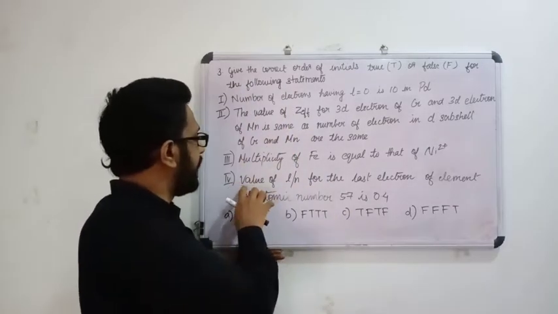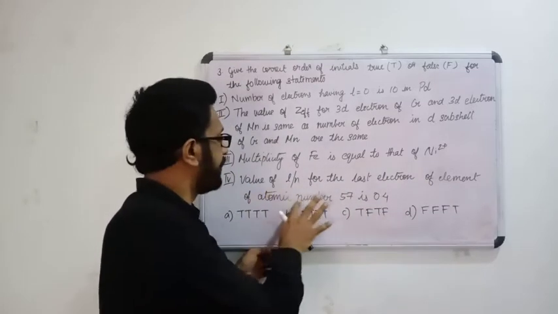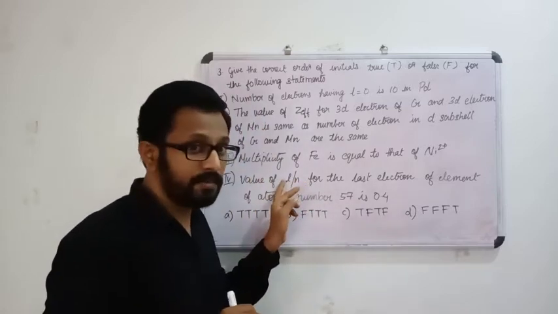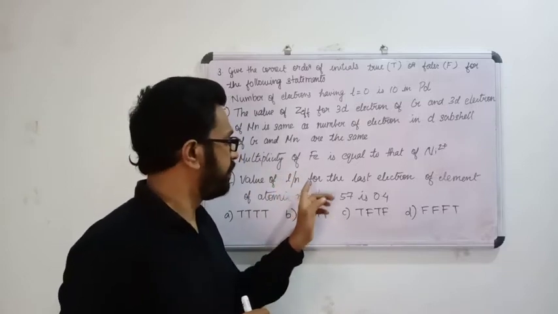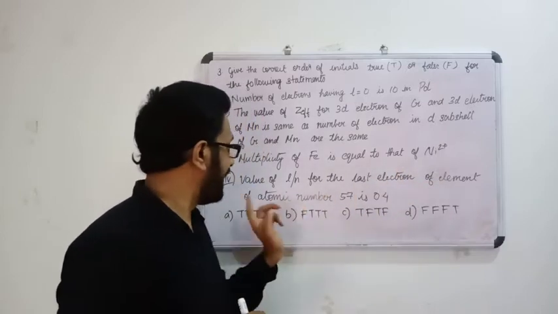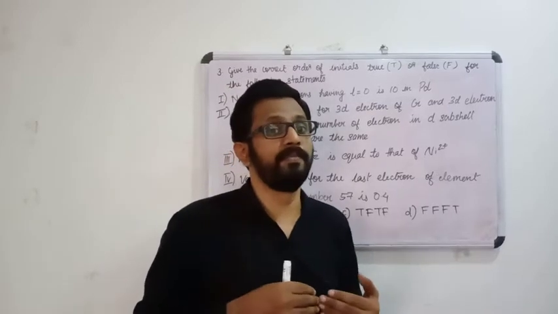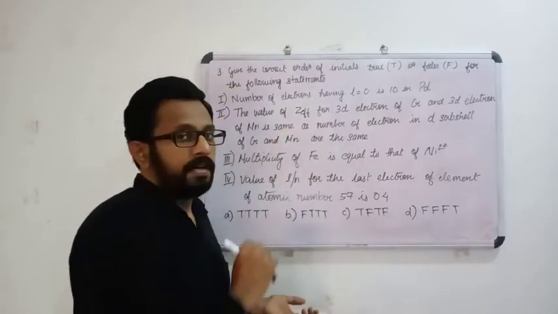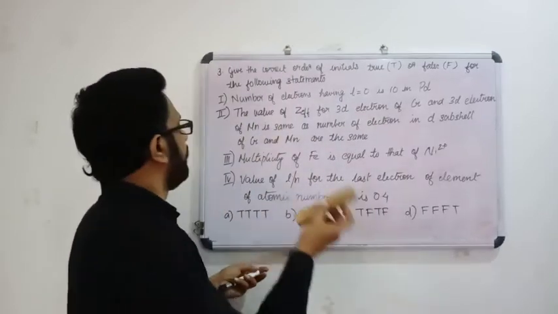The fourth statement comes like this: the value of l by n for the last electron of the element of atomic number 57 is 0.4. l means the azimuthal quantum number, n is the principal quantum number. So we have to find the l by n value for the last electron of the element of atomic number 57. The element which has atomic number 57 is nothing but lanthanum. So we have to discuss these points, and we'll discuss them one by one.